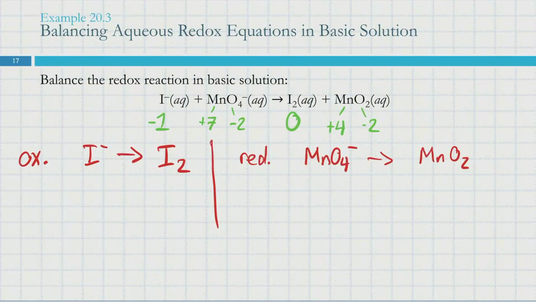And we can balance these. So for our oxidation half reaction, we'll balance our iodines. We've got 2 on the product, 1 on the reactant, so add a coefficient of 2 to balance it out. And then we need to balance charge. Currently, we've got a 2 negative charge and a 0 charge, so we can bring that 0 down to a -2 by adding 2 electrons.